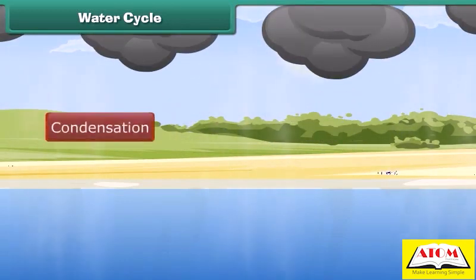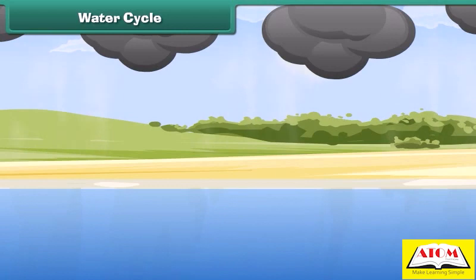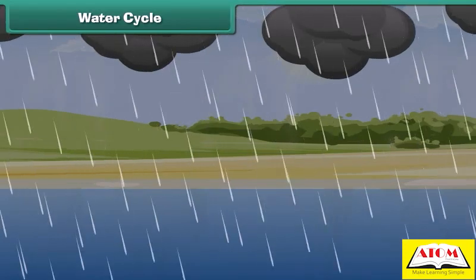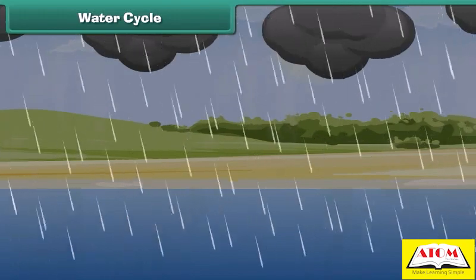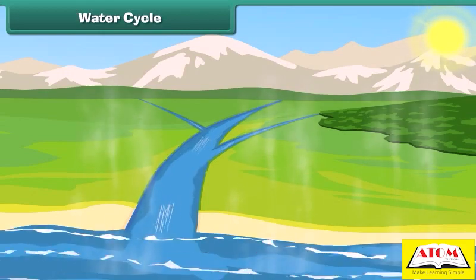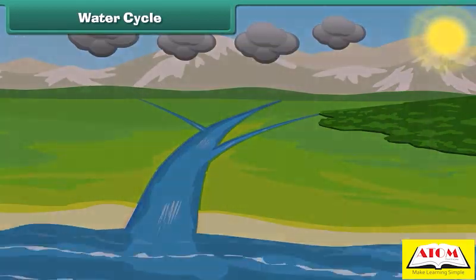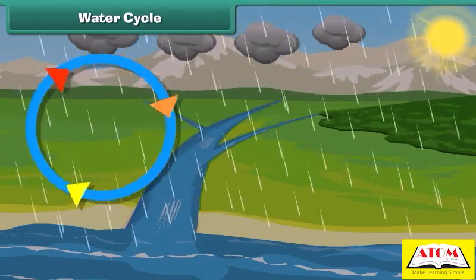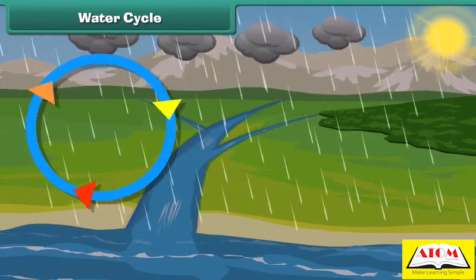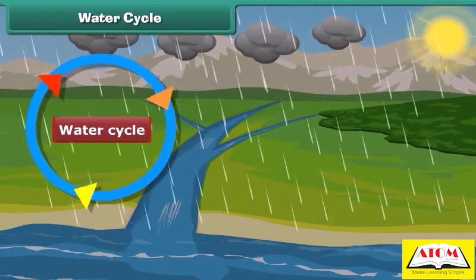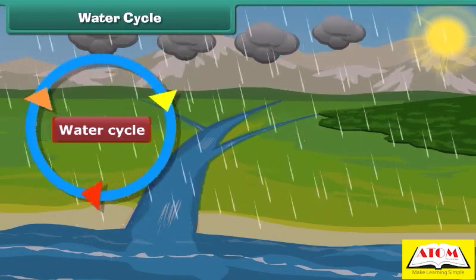This is called condensation. When the water molecules in clouds begin to collect, they form bigger droplets and fall down as rain, snow, or hail, depending upon the temperature. This is called precipitation. Finally, the water reaches the water bodies and gets collected there. Well, you can see water is constantly cycling from land to air and back to land again. This process is known as the water cycle. Therefore, kids, water on our earth will never come to an end.